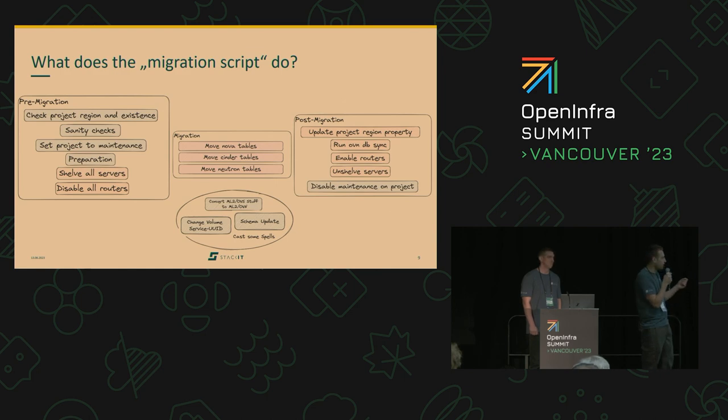We also thought about doing this OS migration. There's a script which basically removes everything and recreates all the resources. But the problem is that we want to keep the UUIDs, and the only way to keep the UUIDs is by populating the database by yourself.